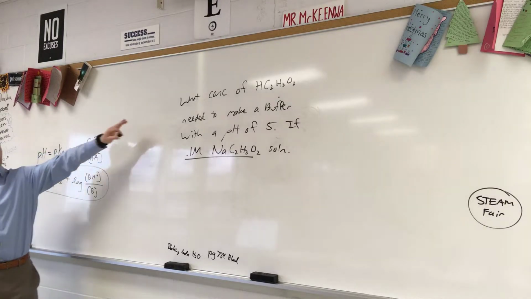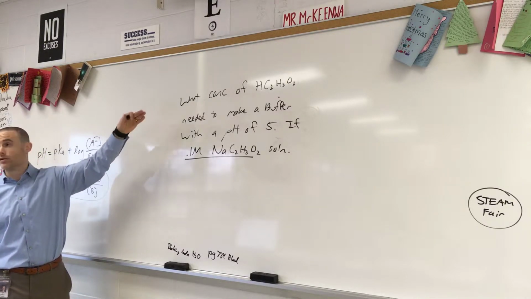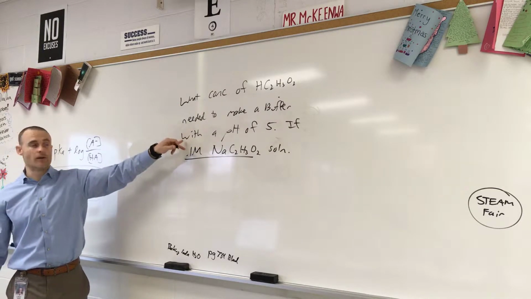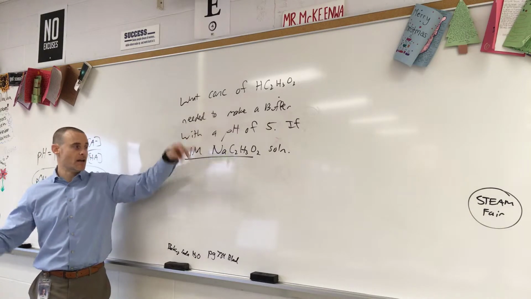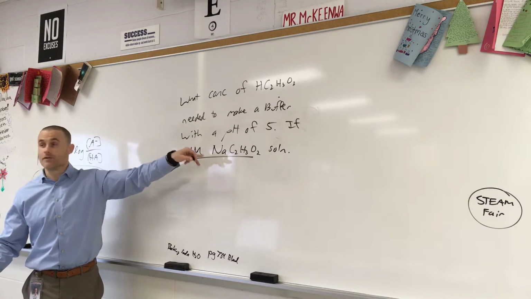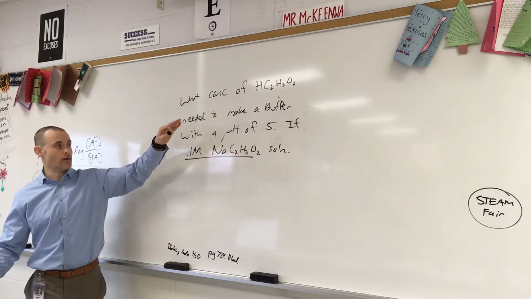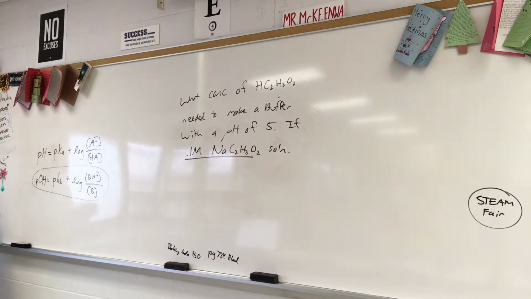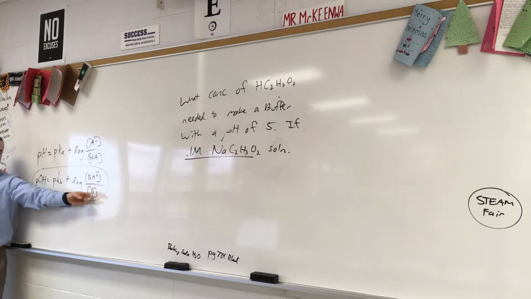So if this question was asked about ammonia, right? What concentration of NH3 is needed to make a buffer with a pH of 9, and we had 0.1 NH4Cl? If we do this from the base perspective, most questions on the test actually are from the acid perspective, just like this. But this is the same exact equation, just everything's kind of flipped for the base. pOH, pKb, this is your conjugate acid over your base.